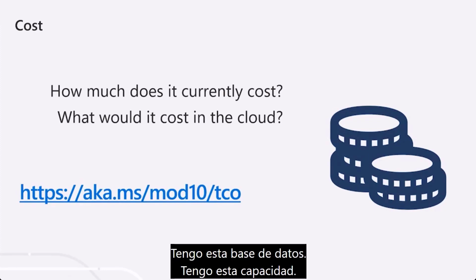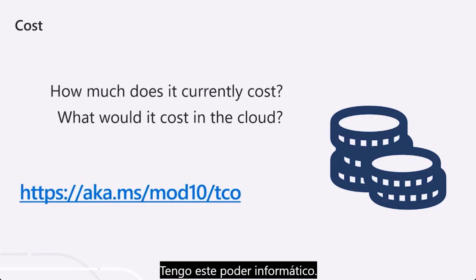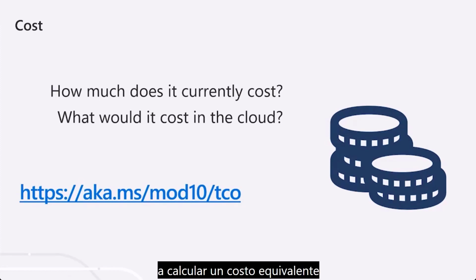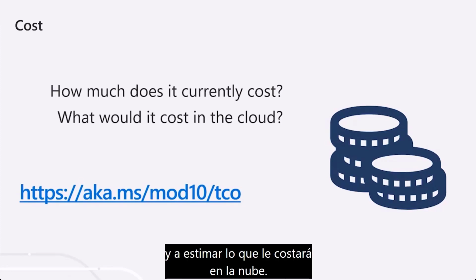I have this database, I have this capacity, I have this compute power, I have this bandwidth, etc., etc. And then the TCO is going to help you to calculate an equivalent cost and to estimate what is going to cost you in the cloud.